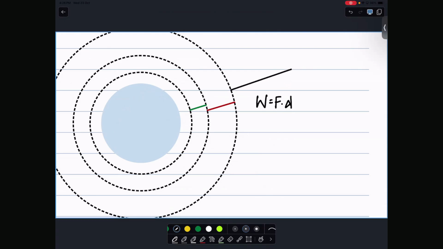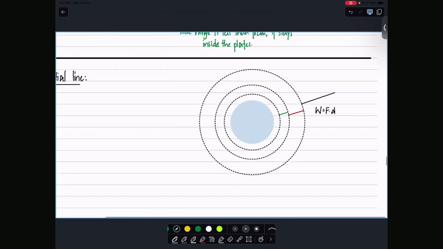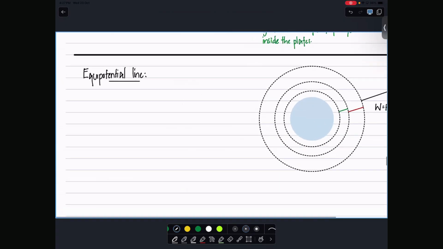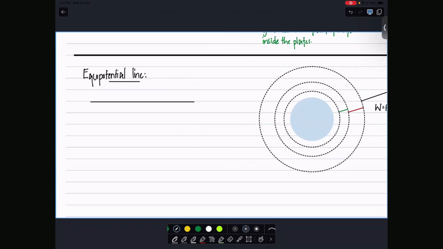And they're getting spread out because for the same amount of work, now you need to travel further because what is getting weaker? The force. So this is called an equipotential line. We have this in charges, okay? Charges are back forward. But what about a uniform field? How do the equipotential lines look in a uniform field?